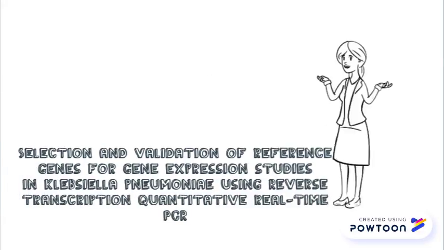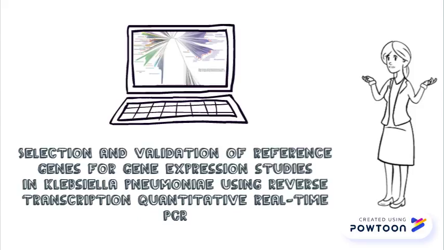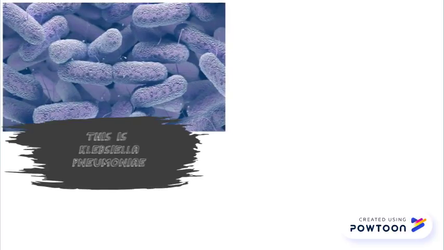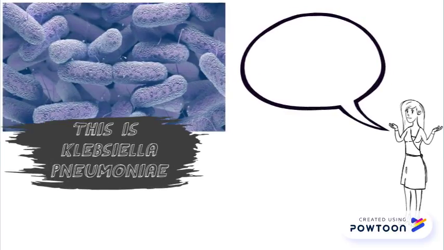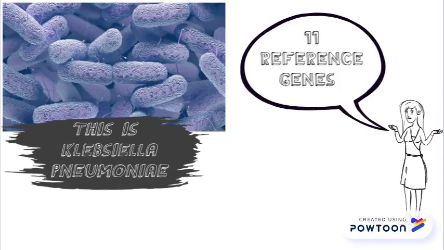Klebsiella pneumonia is an opportunistic gram-negative bacterium that has become a serious threat worldwide. Unfortunately, there is no consensus for an ideal reference gene for RT-qPCR data normalization on K pneumonia. In this study, the expression profile of 11 candidate reference genes was assessed in the cells submitted to various experimental conditions.